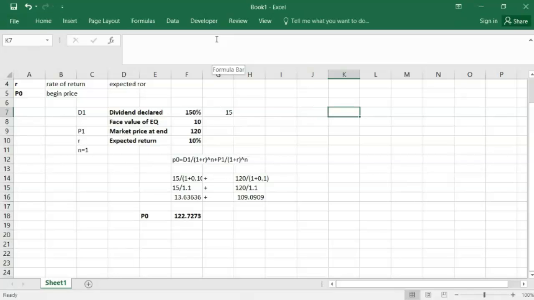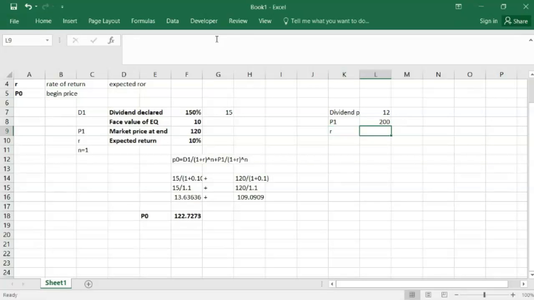So the dividend paid by the company is 12 rupees per equity share. It is declared as 12 rupees. And the market price at the end of the period is given as 150 rupees. You can take this 200 rupees market price at the end of the period.